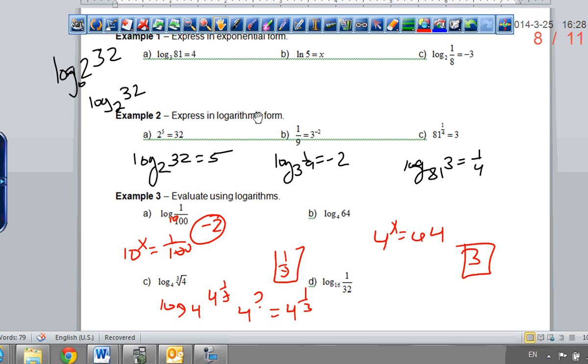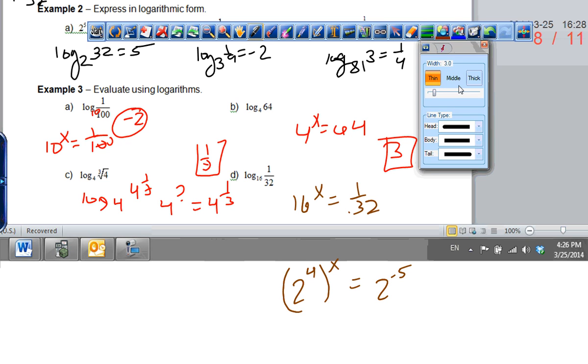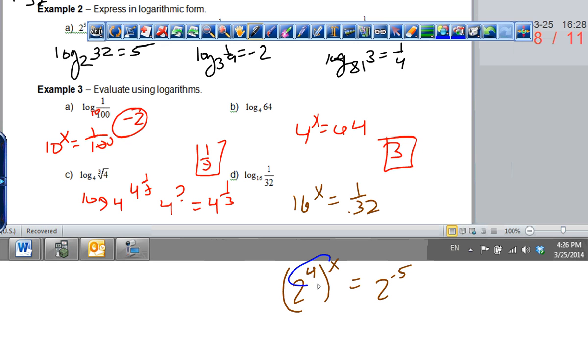And last one, D, I need a little more room for this one. We got to get tricky. This is probably the one that we're going to struggle with the most. This is saying 16 to the what power makes 1/32? The answer is not 2. 16 squared is not 32. It's a much bigger number. So I need to rewrite 16 as a power of 2. So 2 to the 4th power, and then still to the x, equals, well, 1/32 is 2 to the negative 5. Then, since I now have the same base being 2, I can set those exponents equal to each other. So 4x equals negative 5. So I divide by 4, and x is negative 5/4.